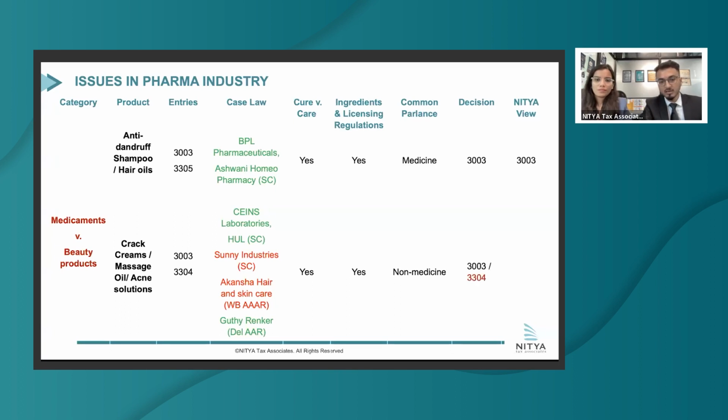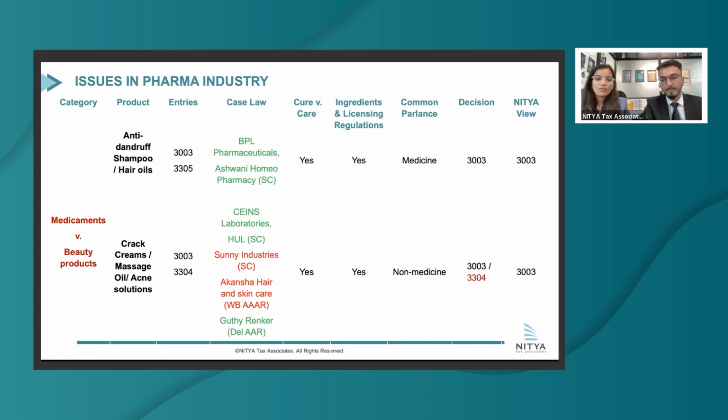However, in the case of Sunny Industries, the classification of product was related to the massage vitamin oil. So the court held that there are no curative properties in that product, so it will not be classified as a medicament. Similarly, the appellate authority in the case of Akansha Hair and Skincare also held that the oils do not have the curative properties to treat the disease, so it will not qualify as a medicament.